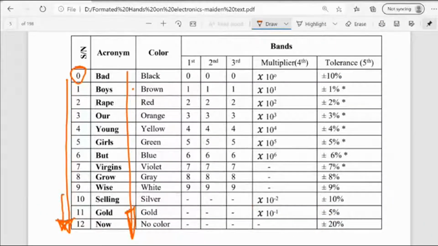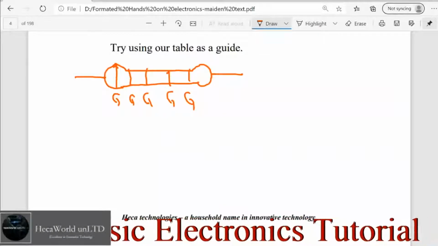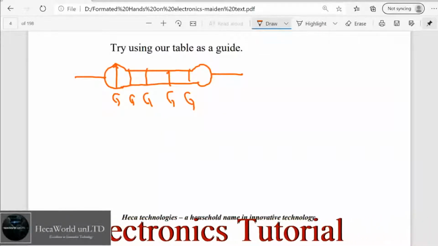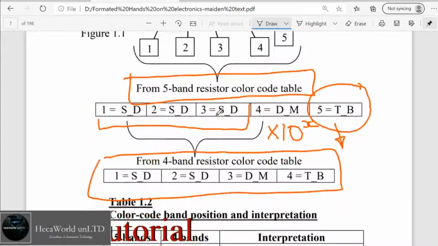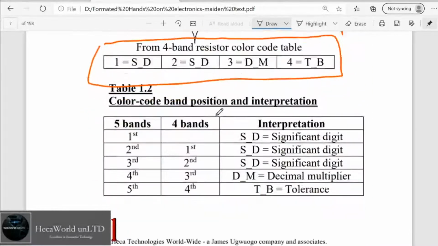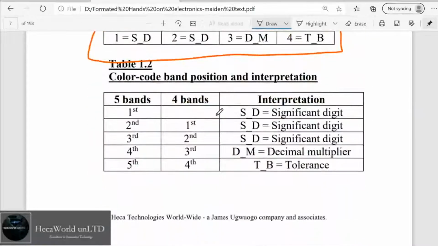And then these translate to black, brown, red, orange, yellow, green, blue, violet, gray, white, silver, gold, and none. Now I want to use it in a circuit. We're gonna go back to the table, the first table we looked at. Actually, we didn't look at a full table. We looked at figure 1.1, but we didn't look at 1.2.